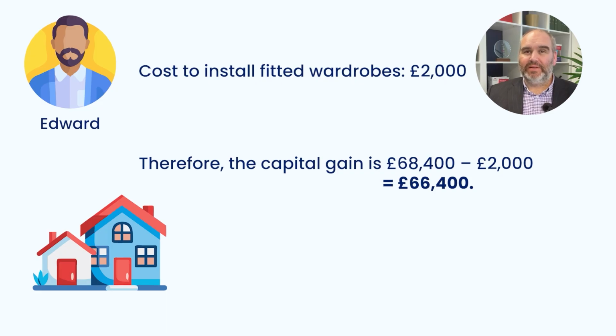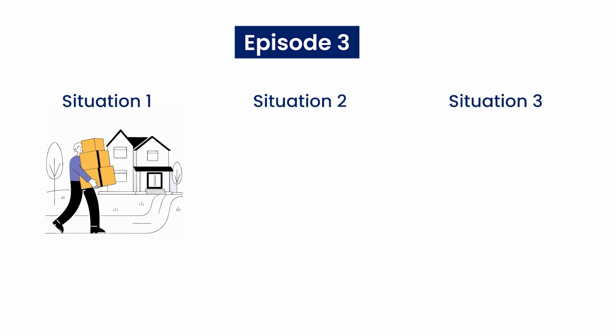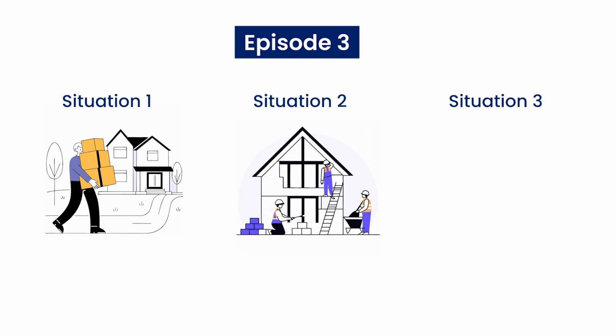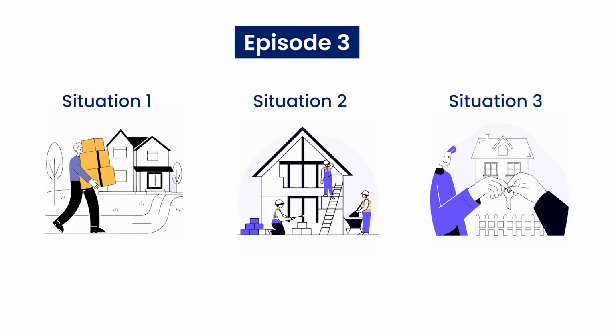In the next episode, we will be looking at three very different situations that most people tend to find themselves in. The first one, we will be looking at what happens when a person moves away from the home for a period of time. Secondly, what happens if the person moves into their home much later after purchasing the property. And finally, we'll be looking at what happens when someone has a lodger.